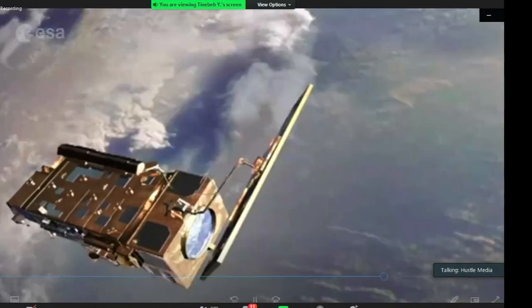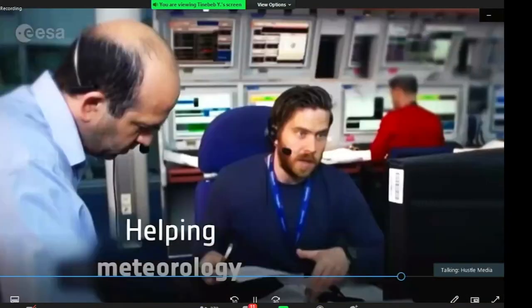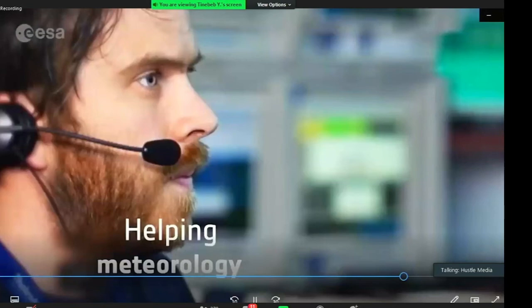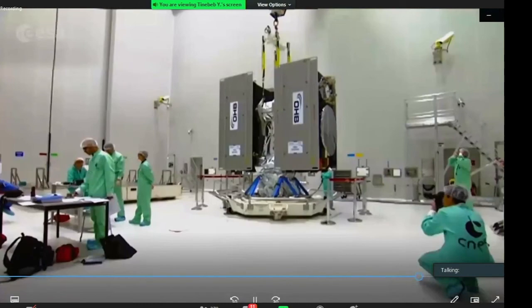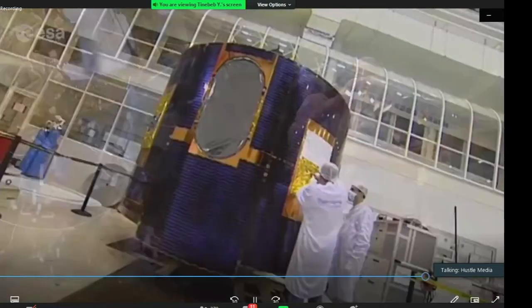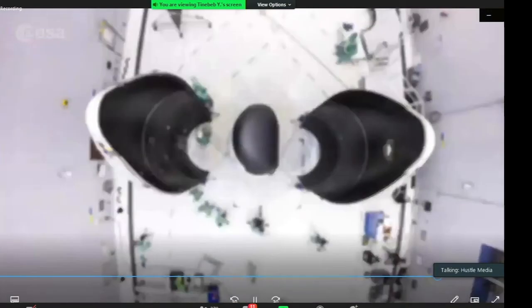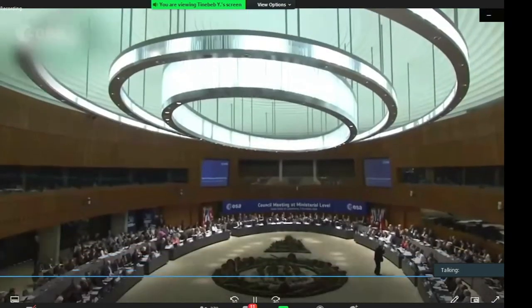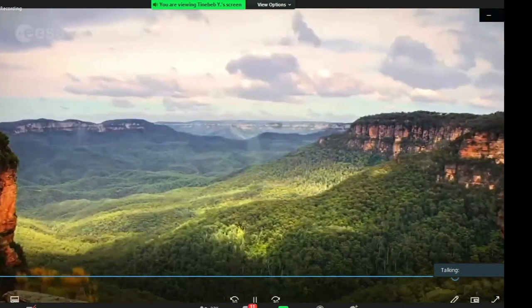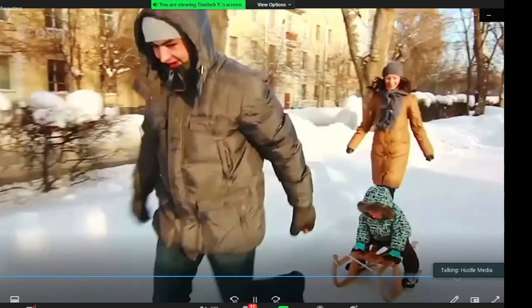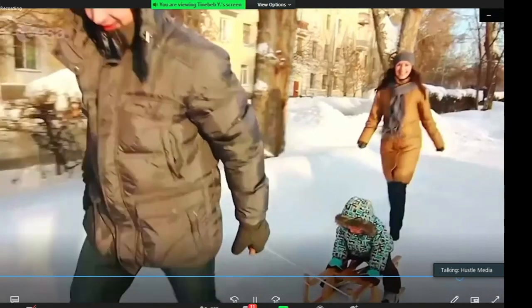ESA also develops meteorological satellites for weather and climate studies, together with the European Organization for the Exploitation of Meteorological Satellites, or EUMETSAT. All this information gathered by our Earth-observing satellites is hugely valuable in advancing science and technology, supporting European industry, and fostering international collaboration, caring for our planet and for the people who live on it. That's at the core of ESA's Earth observation program.